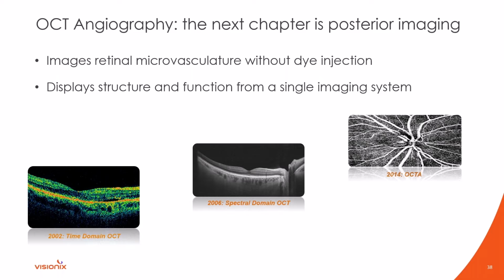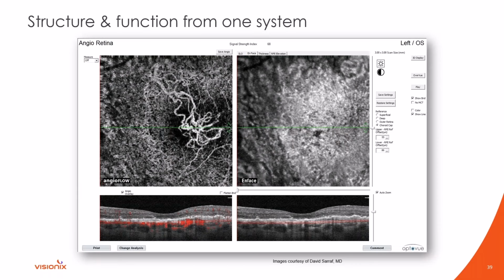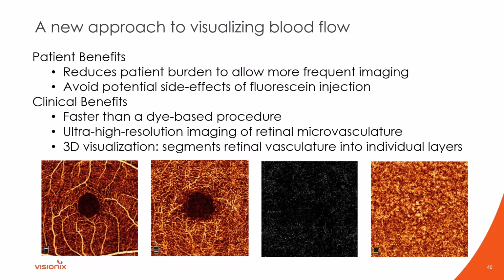So from time domain to spectral domain, and now OCT angiography, the ability to image that retinal microvasculature without a dye injection, which is certainly very beneficial. So, you know, the new approach to visualizing blood flow. If I asked you guys live in person, how have we traditionally visualized blood flow? And the answer is a fluorescein angiogram. You know, that's how we saw, what does the capillary network look like?